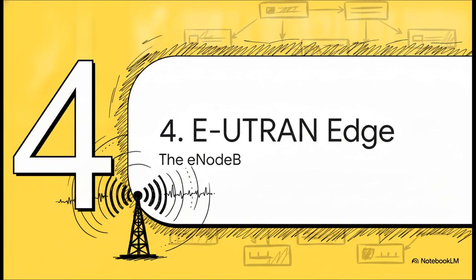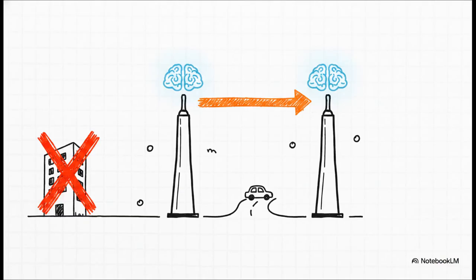Section 4. E-UTRAN and the E-Node B. Once our data packet successfully navigates the airwaves via MIMO, it hits the absolute edge of the network, the E-UTRAN. Unlike the clunky 3G architecture of the past, the LTE cell tower, the E-Node B, is heavily upgraded to make split-second independent scheduling decisions without waiting for a central controller.